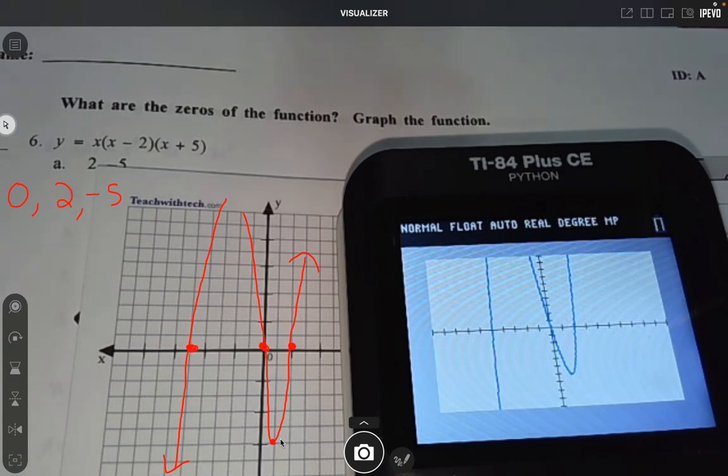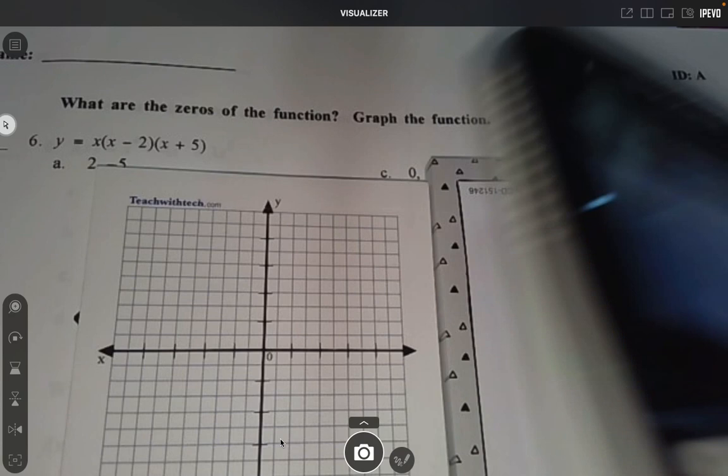Can I erase, or are y'all still writing? I can erase it. All right, then the next one.